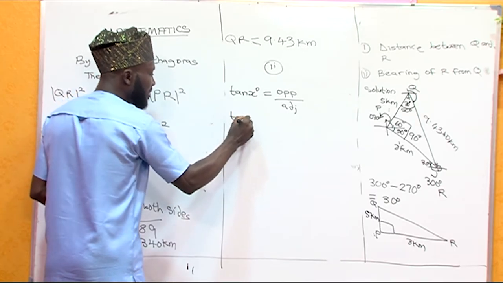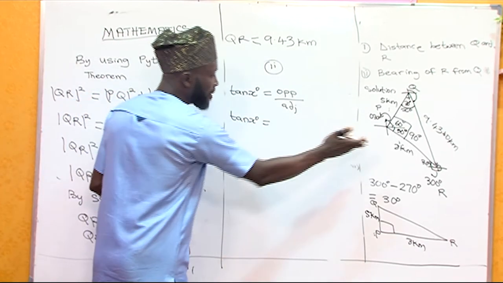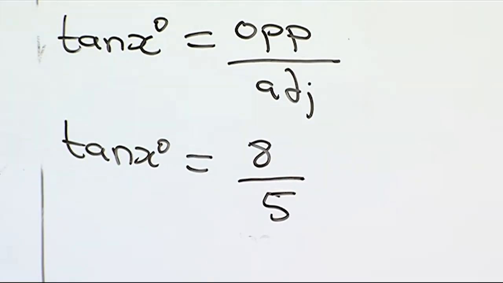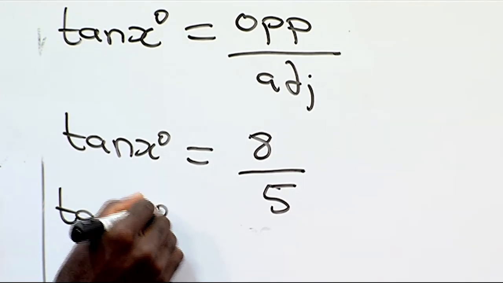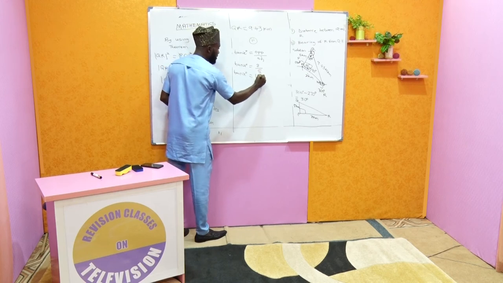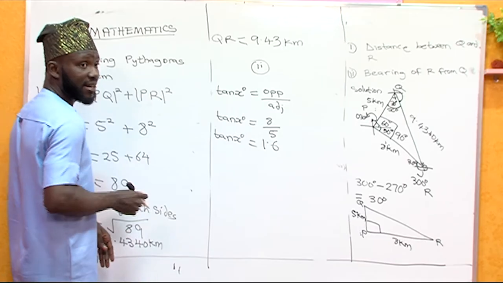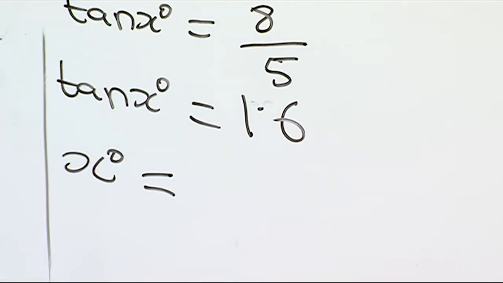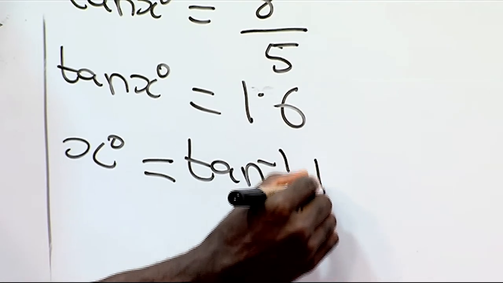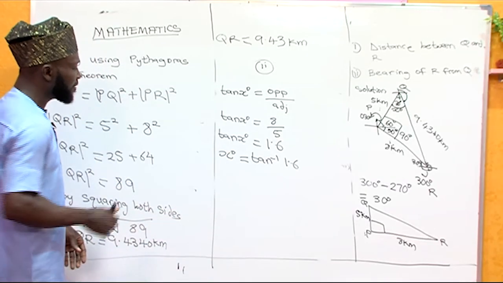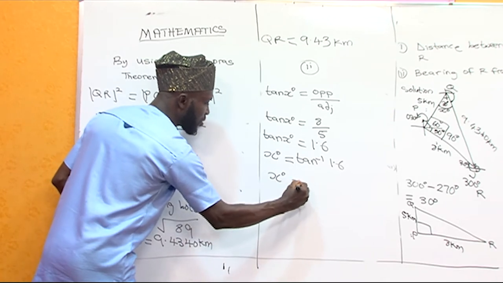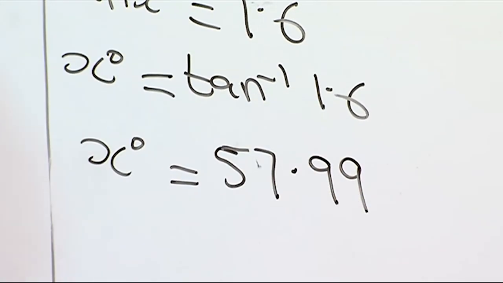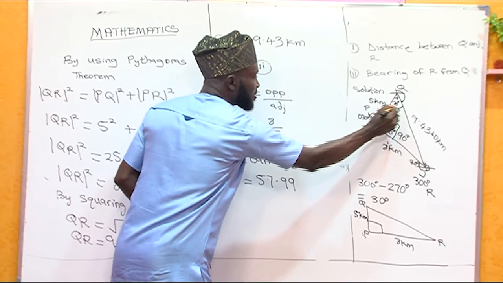And which means my tan x degree is equals to what? What is my opposite? My opposite is equals to 8 over what is my adjacent? My adjacent is equals to 5. Then my tan x degree is equals to 8 divided by 5, which is going to give me 1.6. But remember that we are looking for x and not tan x. So all I just need to do is, for my x degree, I will find the tan inverse of 1.6. And by the time I find the tan inverse of 1.6, I will have my x degree to be equals to 57.99.